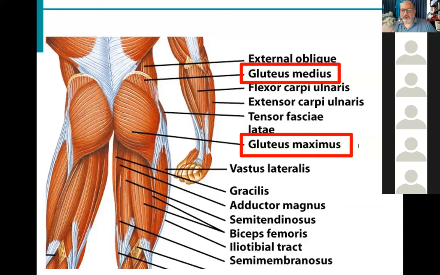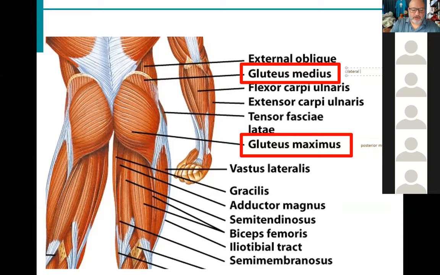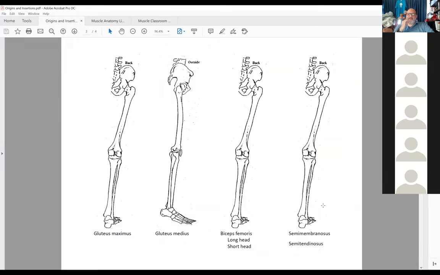As I keep mentioning, your gluteus maximus is a posterior muscle, right? It is your posterior. Your gluteus medius is really a lateral muscle. And we see this particularly when we look at its origin and its insertion. So let's do that. What is the origin of the gluteus medius? Lateral surface of the ilium. There you go, exactly.